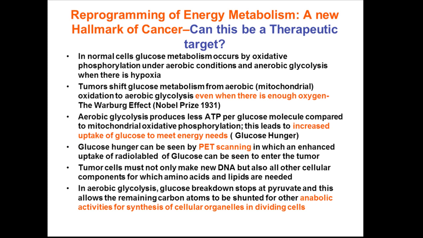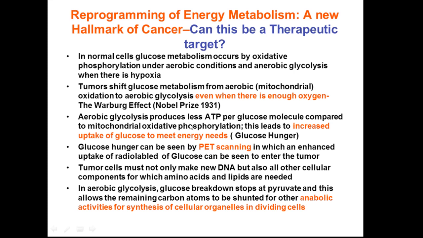First of all, a clinical application of it. Aerobic glycolysis produces much less ATP per glucose molecule when compared to mitochondrial phosphorylation. So oxidative phosphorylation, which occurs normally in cells under aerobic conditions, creates about 38 ATPs per glucose molecule. But when tumor cells switch to aerobic glycolysis, even in the presence of oxygen, the number of ATP molecules per glucose molecule is much less.